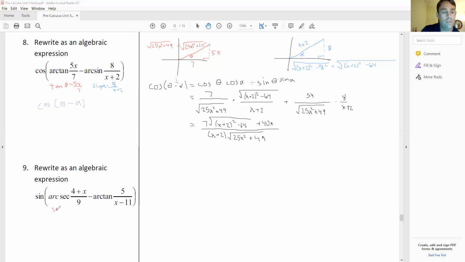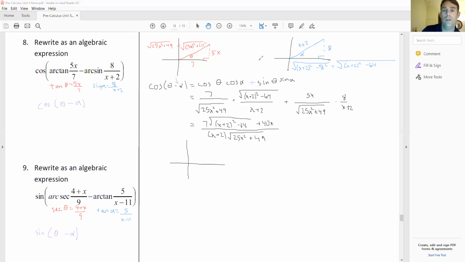So we have the secant of theta is equal to 4 plus x over 9. And then we have cosine or tangent of alpha, which is 5 over x minus 11. So what we're really looking at here is sine of some angle theta minus some angle alpha. Again, it's a sum and difference, but it's going to be sine.